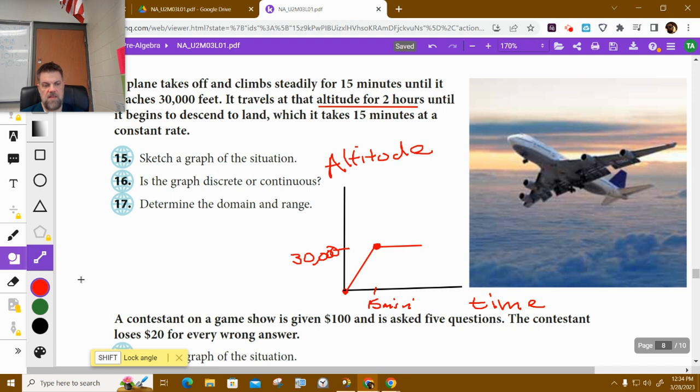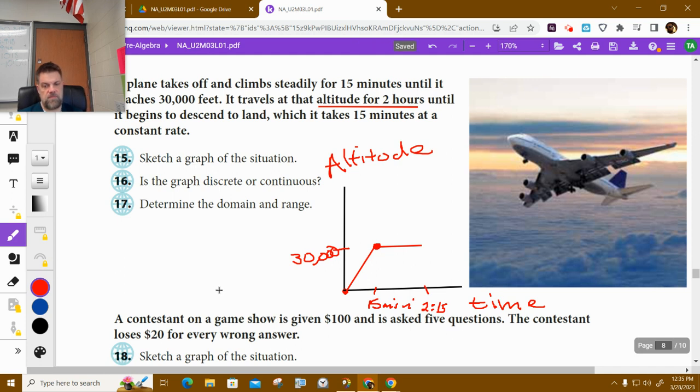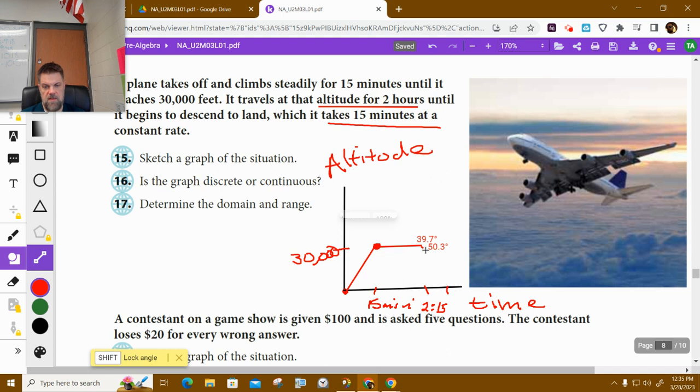Okay? And so over here, this would be like 2 hours and 15 minutes, right? And that's the 2 hours plus the 15 minutes. So then after that, it descends to land, which takes 15 minutes. So another 15 minutes. So from here to here, it goes back down to the ground.